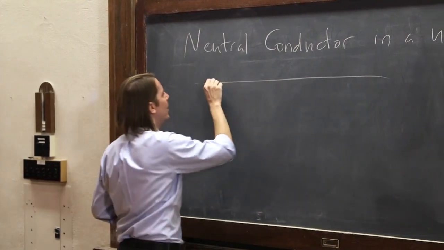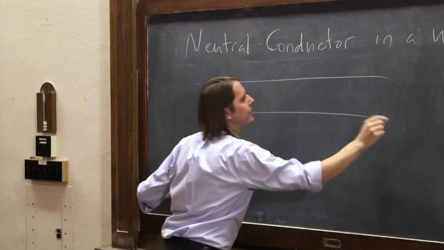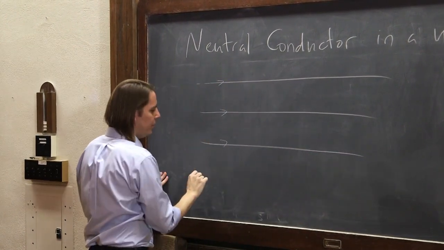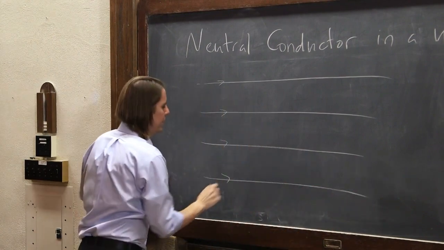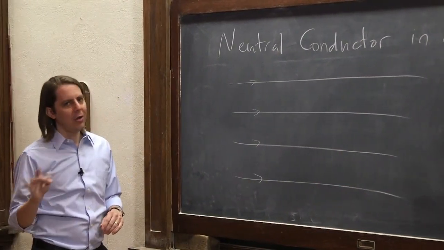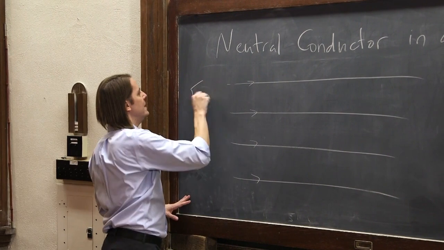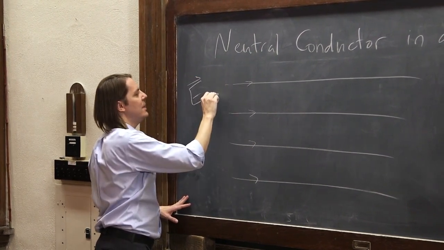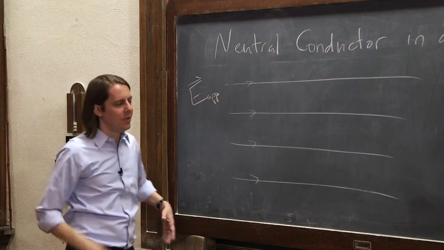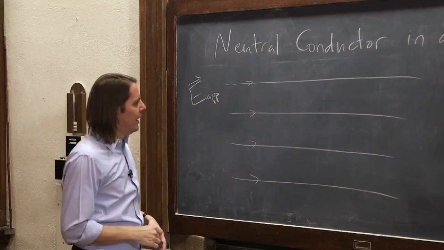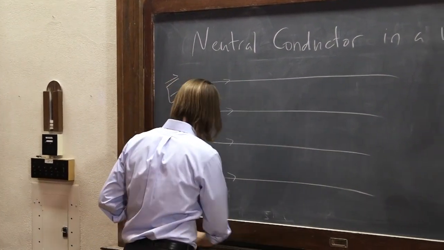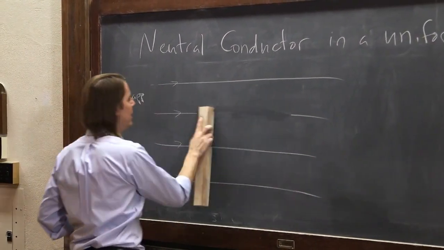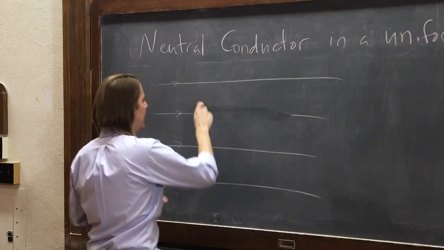I'll draw it, this time it's better to draw it in terms of field lines rather than vectors. So I'll draw field lines for this one like that. Okay? And we're going to apply a uniform field, E, let's call it E_app, as a subscript for E applied, is the field we've created in space. And let's drop in a neutral conductor.